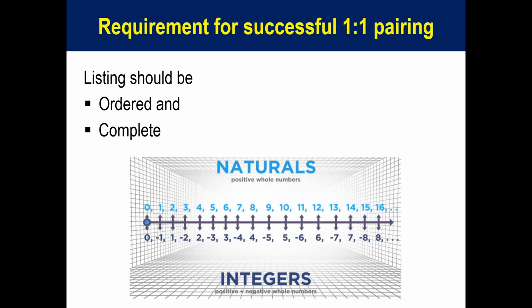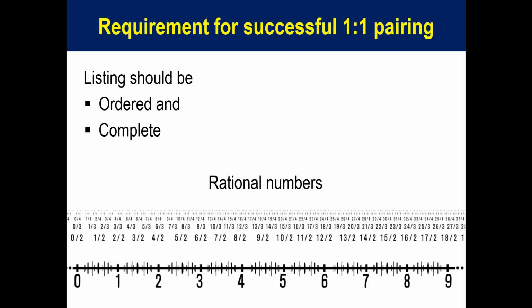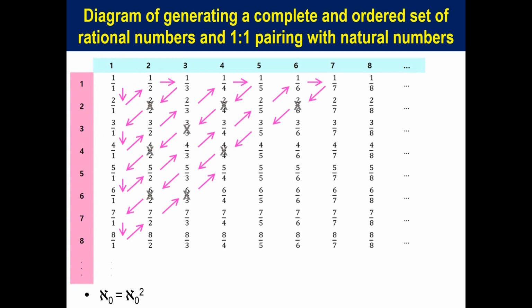In order to have a successful one-to-one pairing, we need to have a well-ordered and complete listing of elements. It was easy in the case of natural numbers, even numbers, and integers. However, it is difficult to have an ordered and complete listing of rational numbers in this number line. But Cantor generated a complete and ordered set of rational numbers by this diagram. Let the x-axis be the denominator and the y-axis the numerator. Rational numbers larger than 0 can be ordered in a diagonal fashion. Any rational number larger than 0 will be in the list. Then you can pair each rational number with each natural number by following the arrow. You need to skip some numbers that are the same as others, marked with an X.